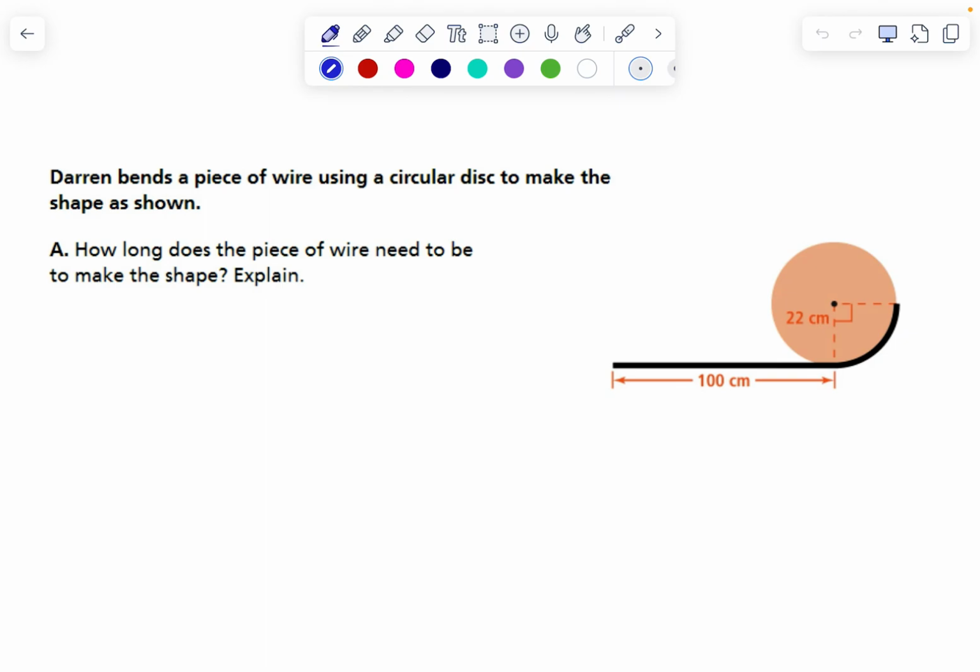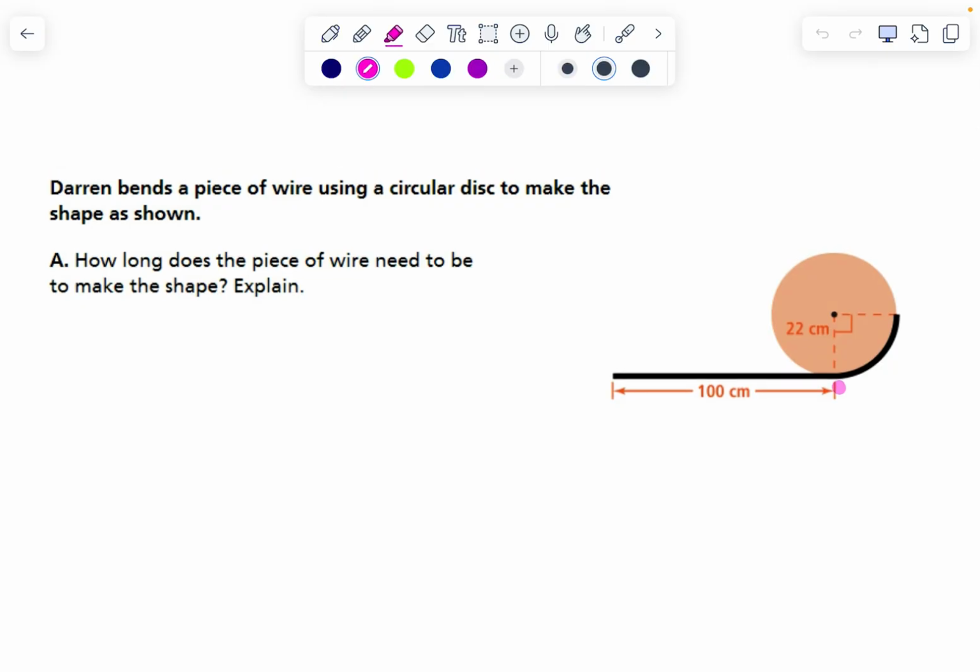Obviously, we have the 100 sticking off, but how long is that second piece? I guess if we want to call it in pieces, it's not really, but how long is that? That's what we really need to find out. Whatever that is, we would add to 100. How would you figure that out?